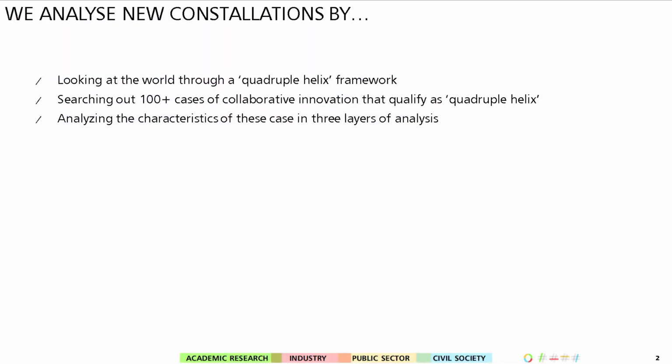We analyze new constellations in innovation by looking at the world through a so-called quadruple helix framework. We search out 100 cases, at least, that qualify as quadruple helix, and we analyze the characteristics of these collaborations in 3 different layers of analysis.